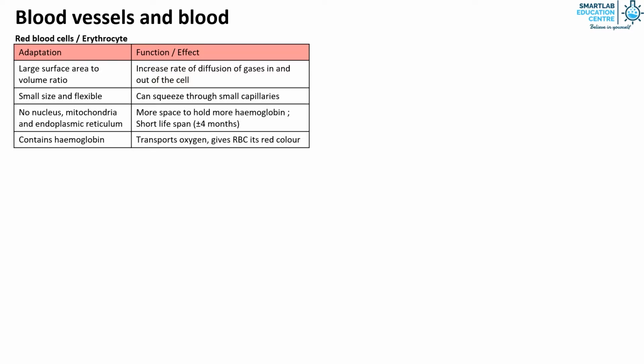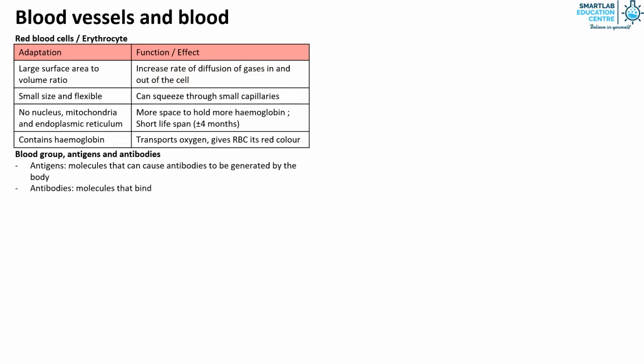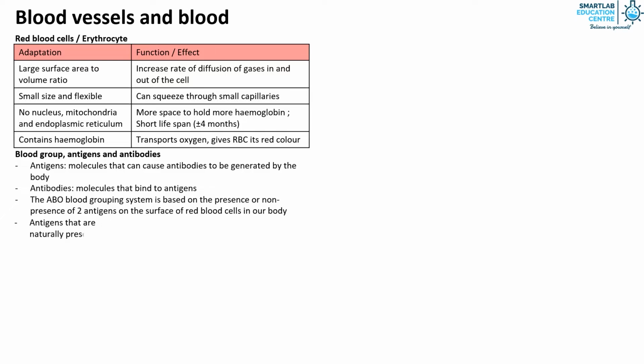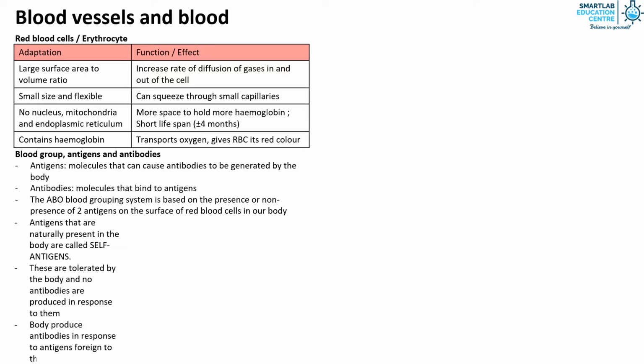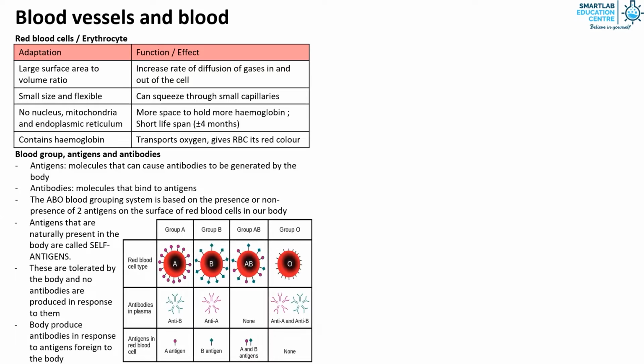Let's move on to the blood groups, antigens and antibodies. Antigens are molecules that can cause antibodies to be generated by the body. Antibodies are molecules that bind to antigens. The ABO blood grouping system is based on the presence or non-presence of 2 antigens on the surface of red blood cells in our body. Antigens that are naturally present in the body are called self-antigens. These are tolerated by the body and no antibodies are produced in response to them. The body produces antibodies in response to antigens foreign to the body. In this table we see the 4 blood groups and the corresponding antibodies found in their plasma and antigens present on their red blood cells.